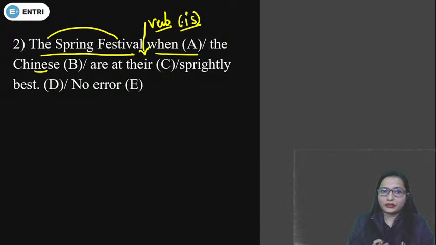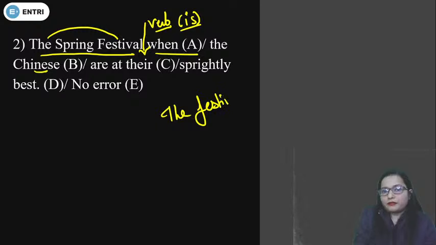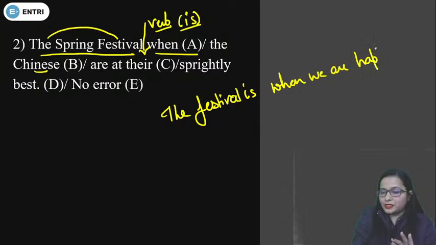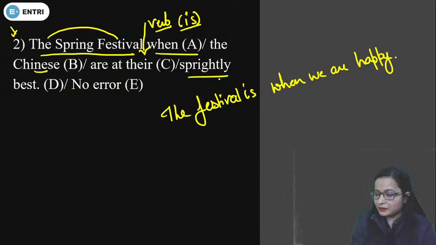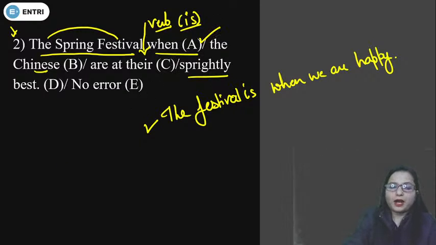The Spring Festival is when, okay, when we simply say the festival is when we are happy. This is the simplest sentence, so we got the meaning, but this is the trickiest one, so we get confused. The Spring Festival is when the Chinese are at their sprightly, meaning lively, best, right? So here you have to mark A.